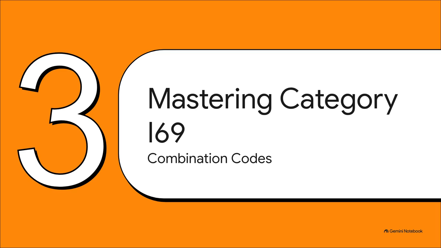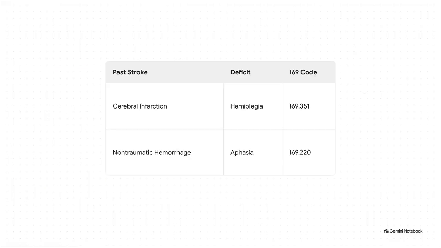Section 3. Mastering Category I69 Codes. Now that we know exactly when to use them, let's actually build them. Category I69 isn't just some basic list of symptoms. It functions as a highly specific combination code that tells the complete clinical story in one shot. It incorporates both the type of past stroke and the specific residual deficit into a single slot.